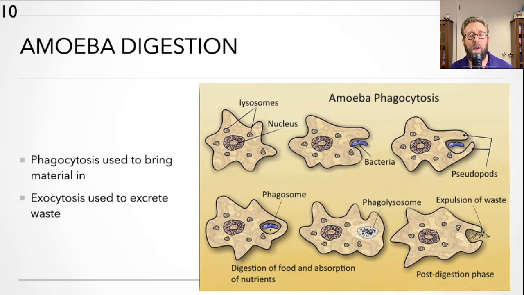This is also used by amoebas, right? So amoebas are single-cell organisms. So to bring in food, they bring in food using phagocytosis, which is discussed in the endocytosis video. They digest it, and then they have waste, material they're not going to use. That is then expelled using exocytosis.